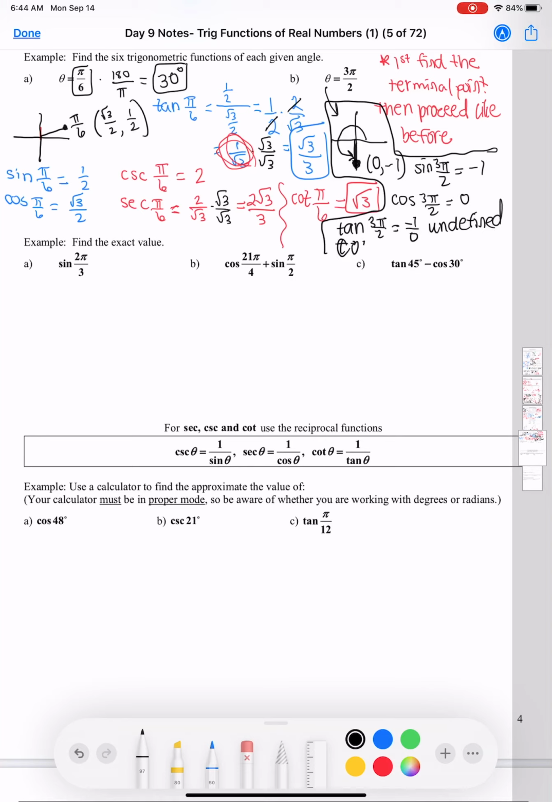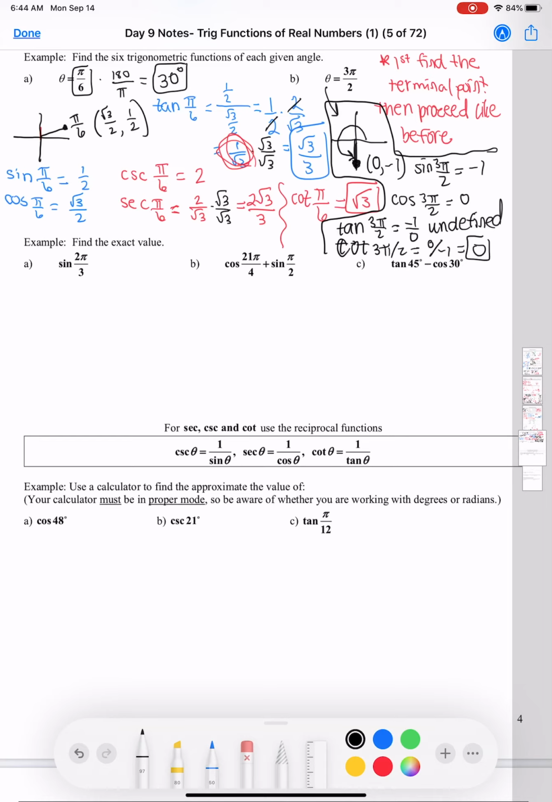Oops, cotangent though of 3π/2, that's going to be this flipped around. So 0/-1 is just 0 for cotangent. So we can do 0 divided by something else. We cannot do something divided by 0. If you try to do -1/0 in your calculator, you would get an error.